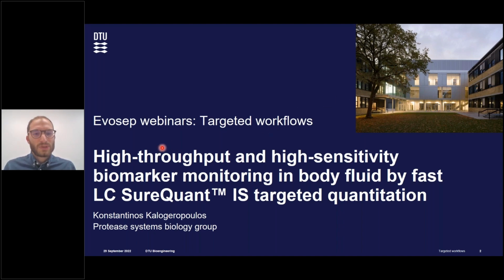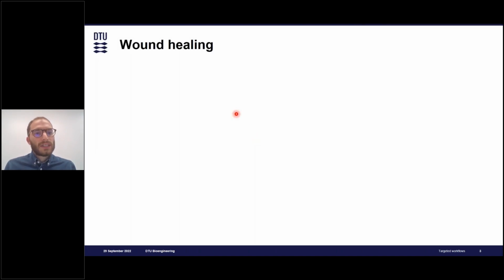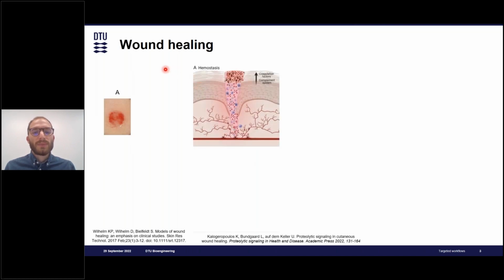But I'm here to talk to you about an assay we developed with high throughput and high sensitivity to monitor biomarkers in wound exudates. So I just have a small background on wound healing, which can be divided into 4 distinct but overlapping phases.